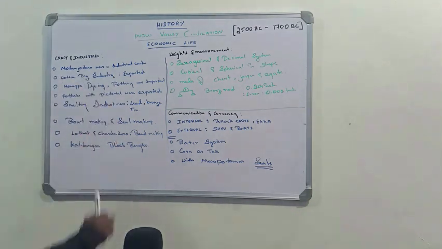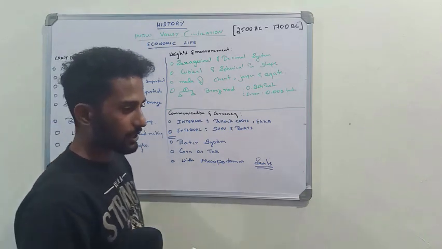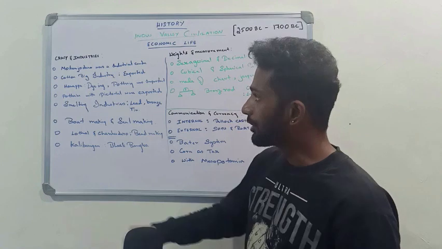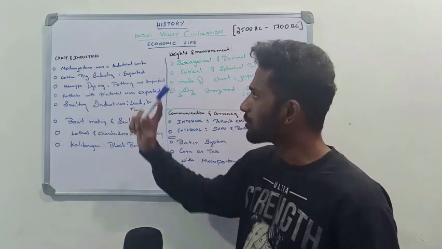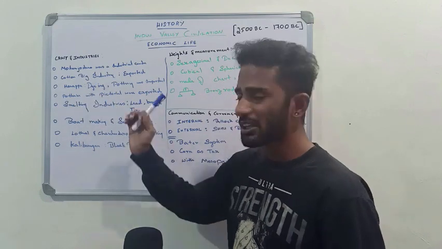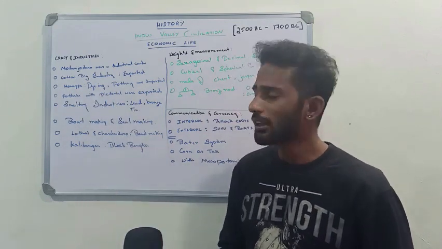Now coming towards the craft and industry, weighing measures, communication and currency. Let's see what the methods were and how they used to handle these things. Coming towards craft and industry, Mohenjo-daro was one of the biggest industrial sites during that period, and cotton was the biggest industry. They used to produce a lot of cotton.